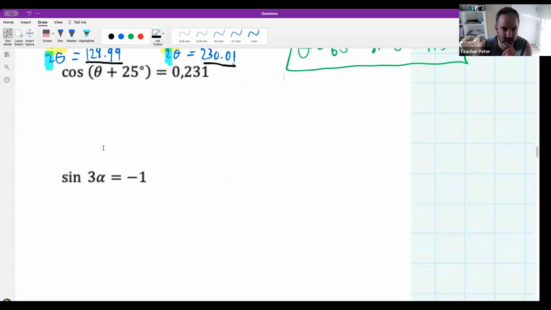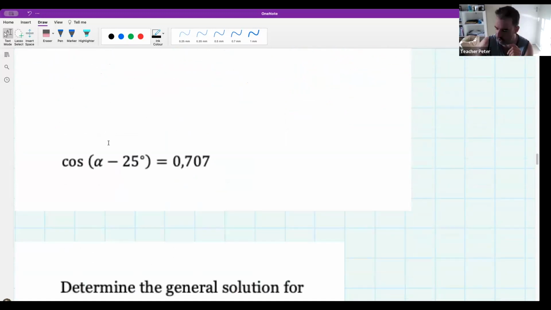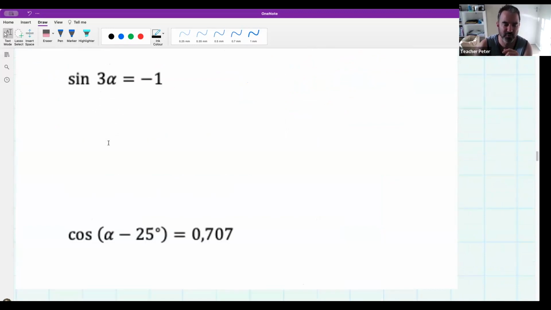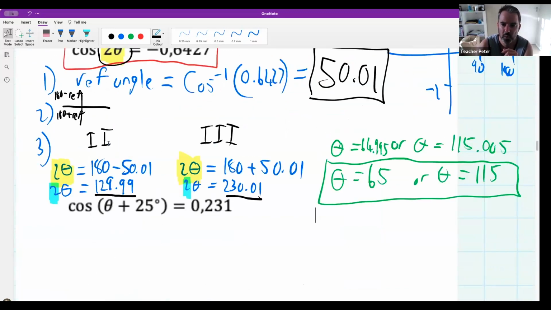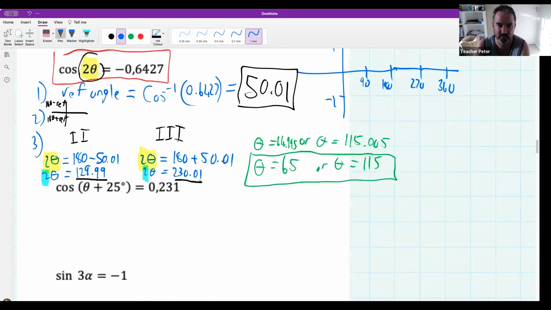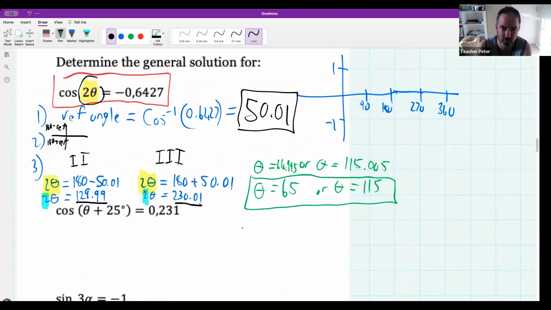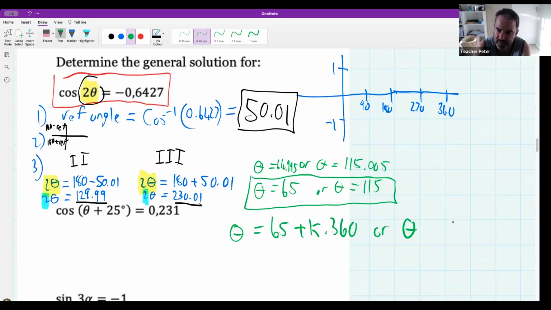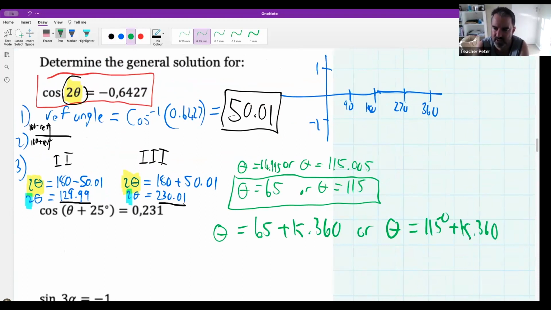Let's not even do that one. Should we do that one? Solve. No, actually, you know what, guys? I'm remembering something from the last question. We didn't find the general solution yet. The question actually asked us for the general solution, so I just want to show you what the full general solution would look like. We've got the answers at the moment, but the full general solution would be theta is 65 plus k times 360, or theta is 115 plus k times 360.